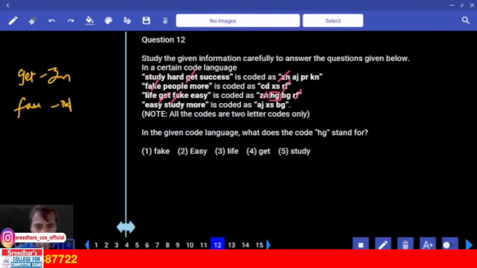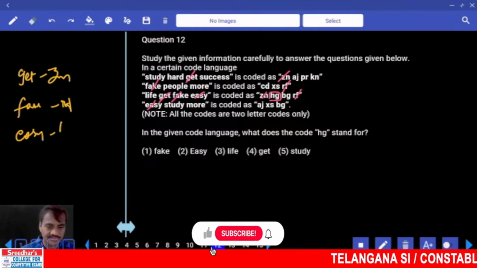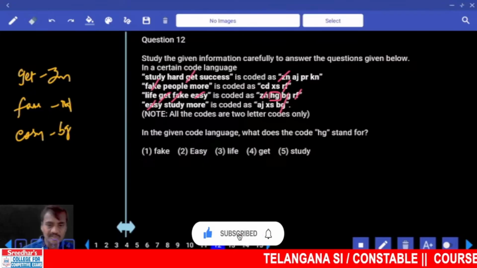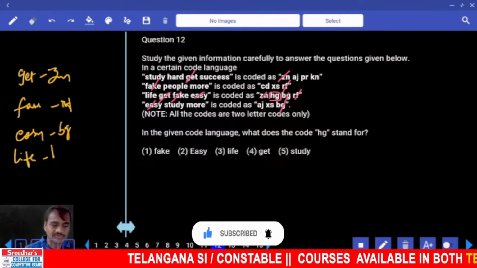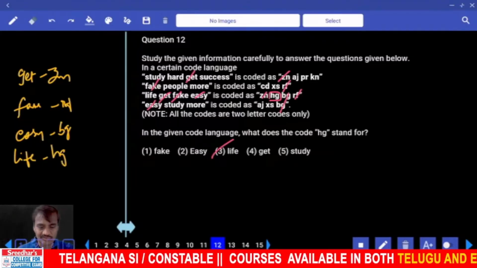Then next one, life and easy. Now easy is common here and the code for easy is what? Easy is BG. And finally what is left over here? Life. And life is HG. The code for life is what? HG. And choice 3, 12th one.